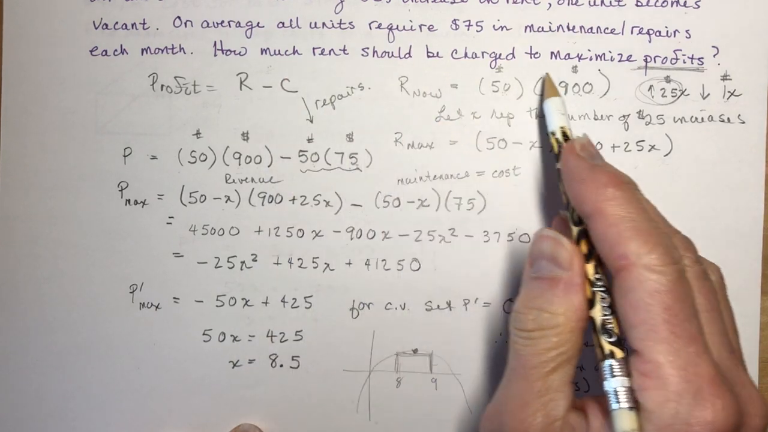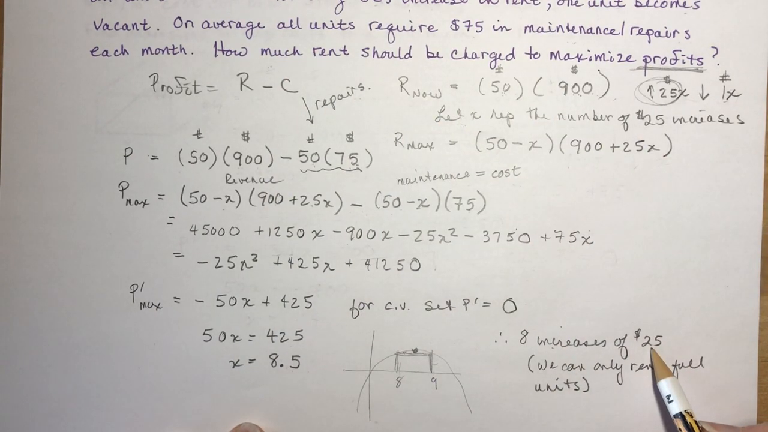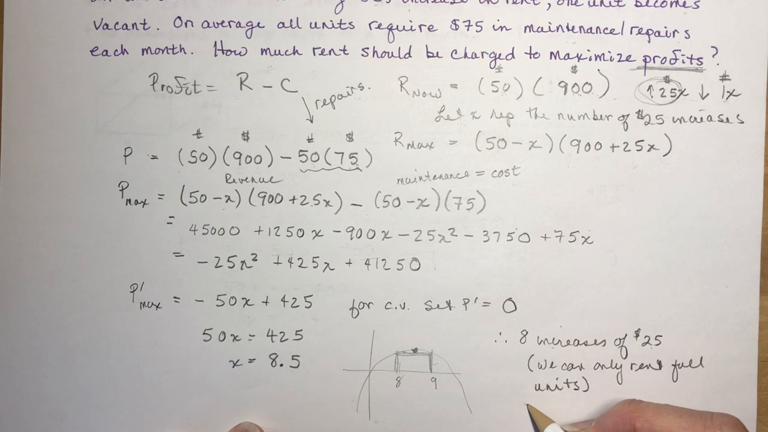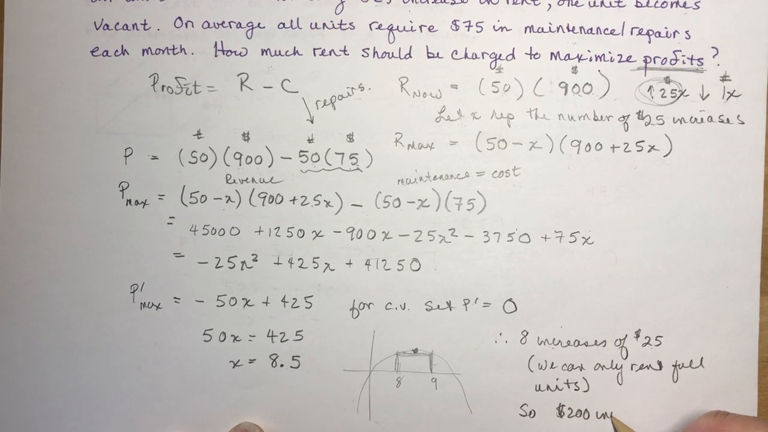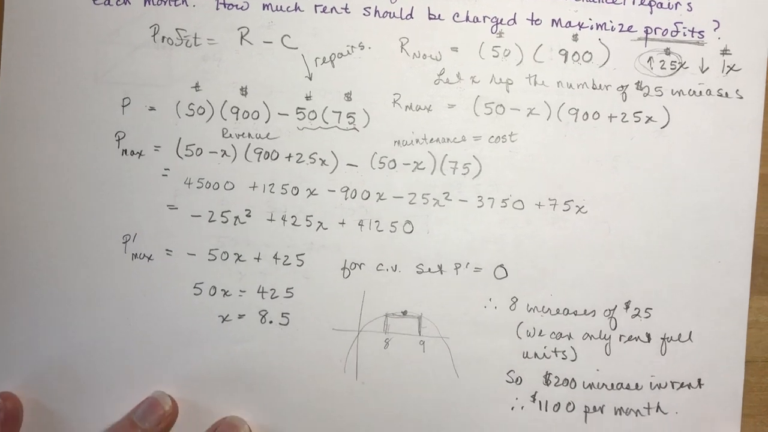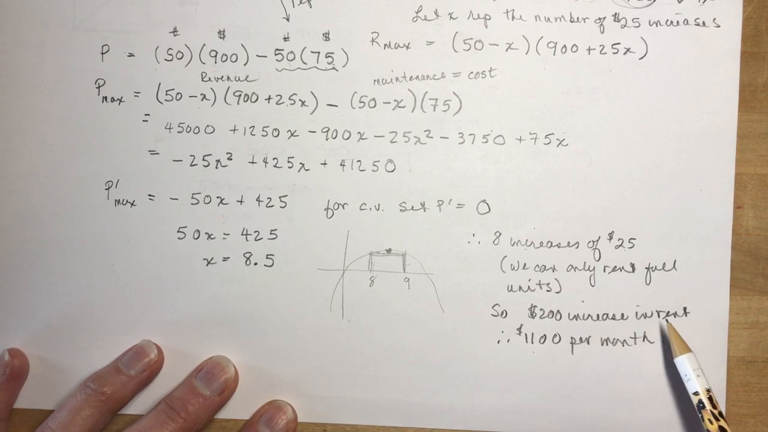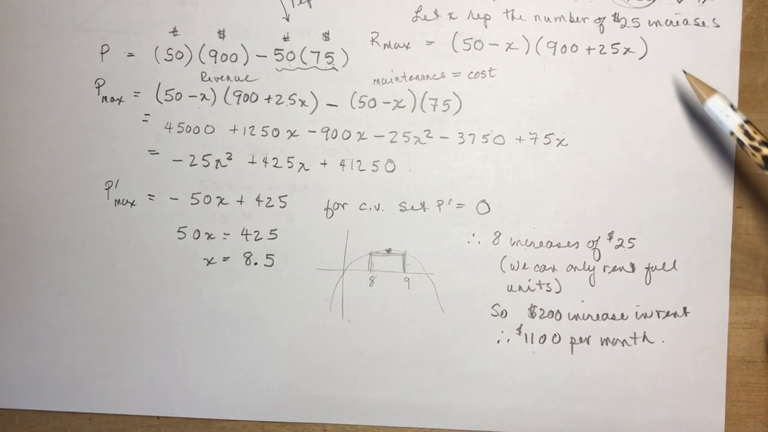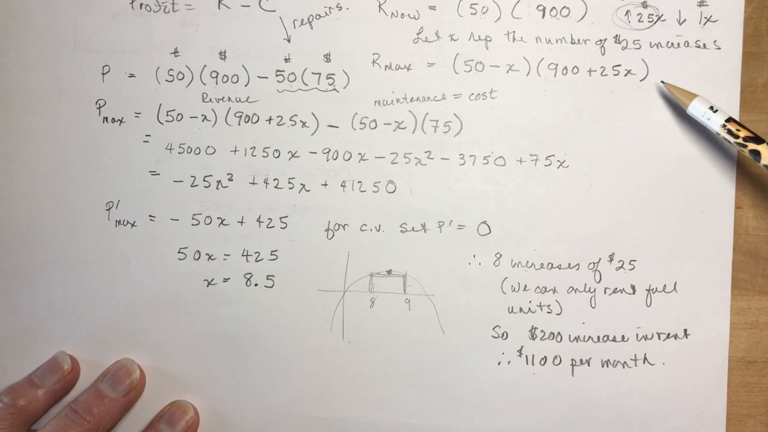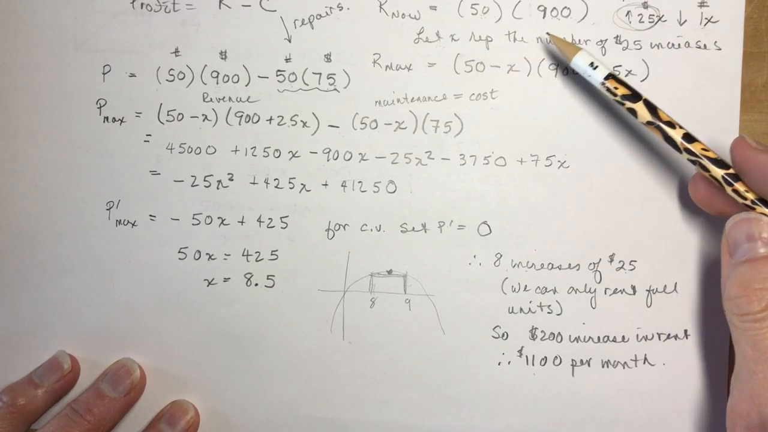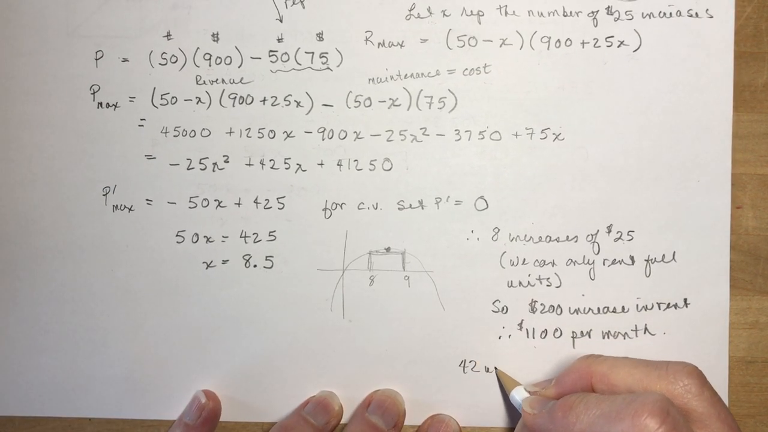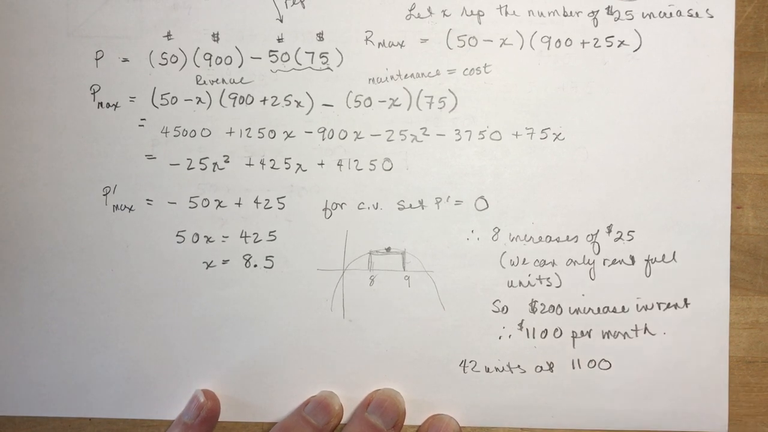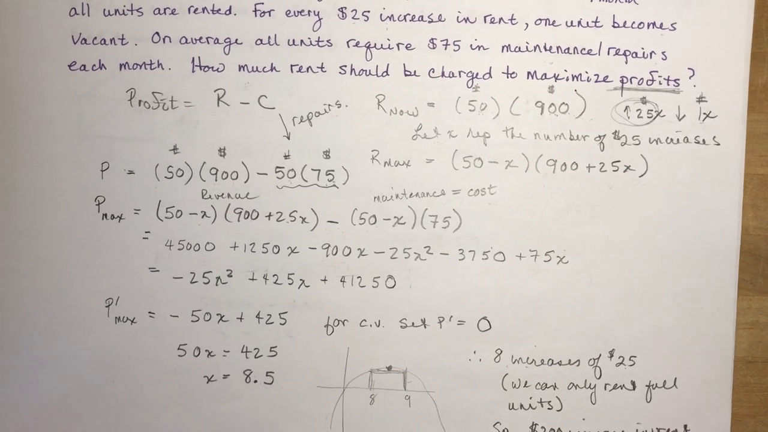So how much rent should be charged? So 8 increases of $25, that would be $200 increasing. So $200 increase in rent, and that would be $1,100 per month. Okay, so that's your maximum profit would be obtained at $1,100 per month. It didn't ask you what it was, it just says how much rent should be charged. So make sure you read the question carefully. If they're asking for how many units would you have, well, we're going to be down 8 units, so it's going to be 42 units. So we could say 42 units at $1,100. Okay? So those are the profit kind of questions.